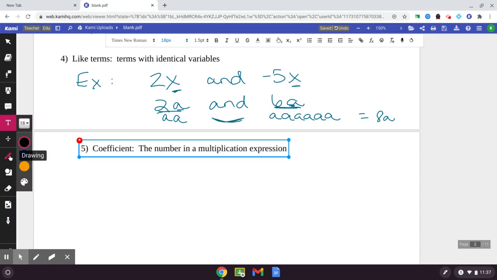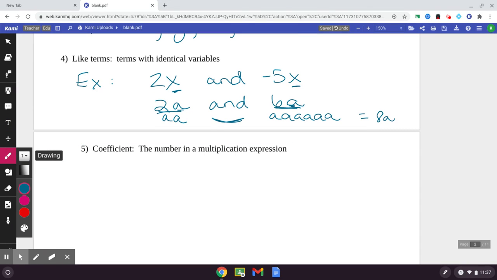All right, so for example, if we had the expression 3x, this number, the number 3, that's the number in this multiplication problem. That's the number out in front of the variable. That's what you call the coefficient.